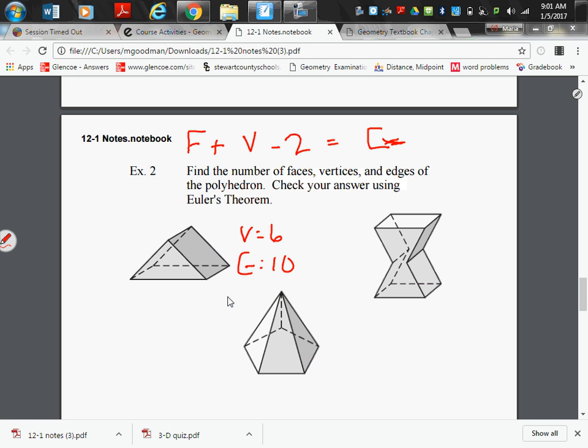And we set up a problem and solve for how many faces. Because we know F, which is faces, plus vertices minus 2 equals edges. So my F plus 6 minus 2 equals 10.